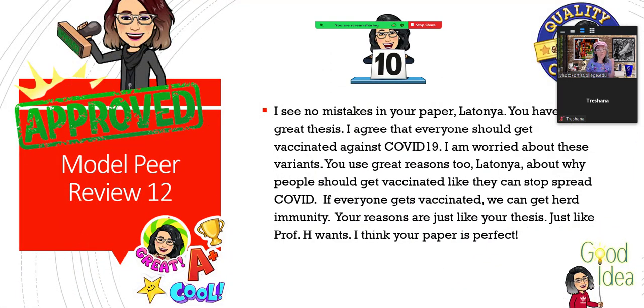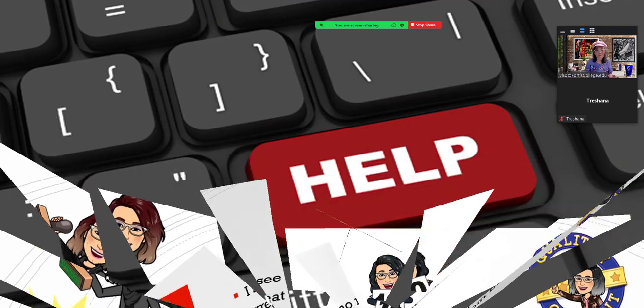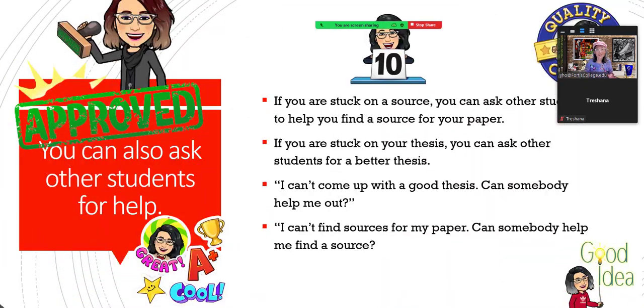Okay, so model peer review. I see no mistakes in your paper, Latanya. You have a great thesis. I agree that everyone should get vaccinated against COVID-19, but I am worried about these variants. You use great reasons too, Latanya, about why people should get vaccinated so that they can stop COVID. And if everyone gets vaccinated, we can get herd immunity. Your reasons are just like your thesis. Just like Professor H wants, I think your paper is perfect. Now, it gets kind of dated when we talk about COVID-19.